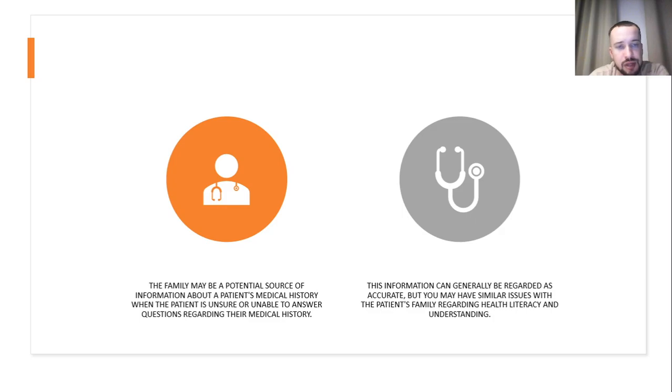The family may be a potential source of information about the patient's medical history. When the patient is unsure or unable to answer questions regarding their medical history, this information can generally be regarded as accurate, but you may have similar issues with the patient's family regarding health literacy and understanding.